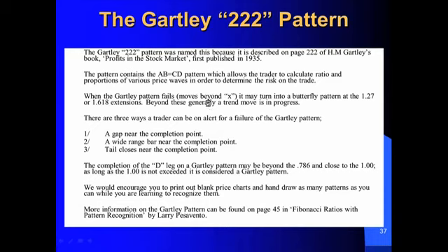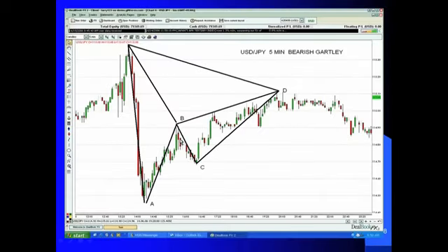This is what a Gartley pattern looks like. It happens to be a 5-minute dollar-yen. There's your A, B equals CD pattern coming in at a retracement. That makes that a bearish Gartley pattern. There's another bearish Gartley pattern.